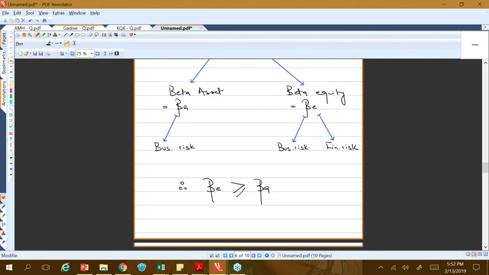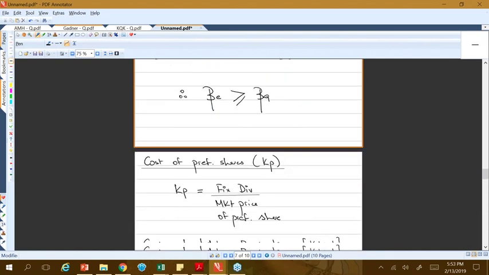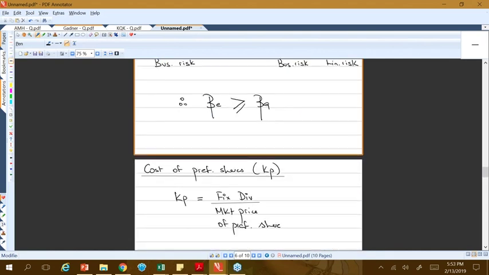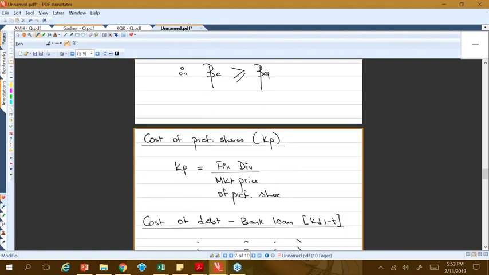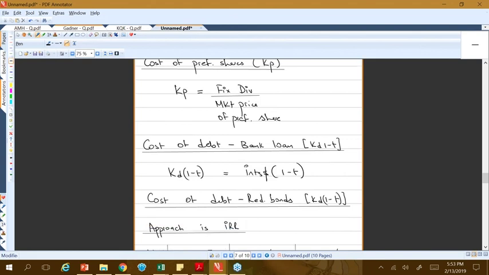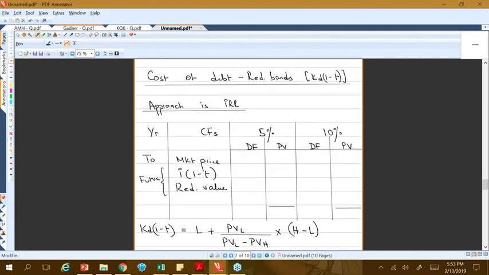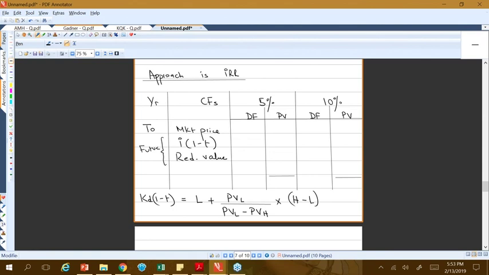We thought of the cost of preference shares, an easy calculation: fixed dividend over the market price. Then the cost of debt of the bank loan, which is interest times 1 minus T. Now, for the cost of debt of the redeemable bonds, we need to use the IRR approach. This is the structure we're going to use. We lay down the structure, discount these at 5 and 10%, and then put them into the IRR formula to find the KD 1 minus T of the redeemable bonds.